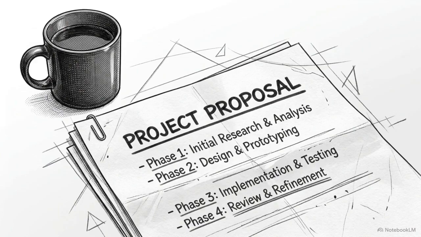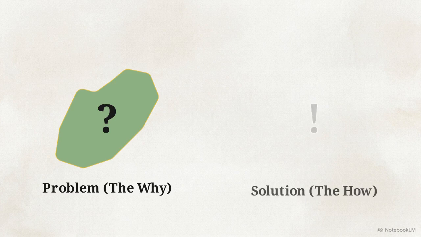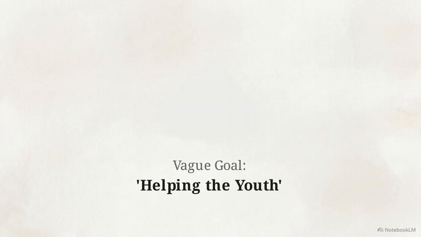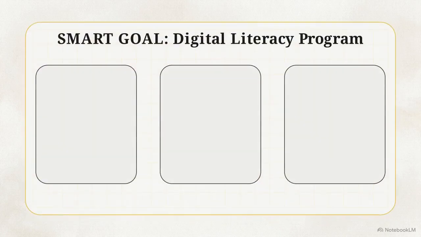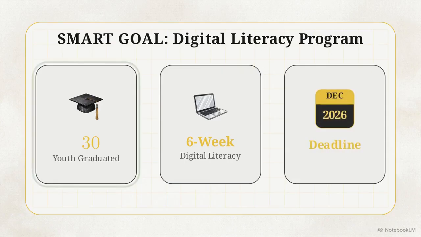Next, you need an operational plan. A practical 3 to 5 page theory of change is sufficient to define the specific problem you are solving in South Africa and exactly how you will execute the solution. High-level corporate donors demand measurable impact. This transformation shows a vague goal like helping the youth morphing into a SMART goal: Graduate 30 youth from a 6-week digital literacy program by December 2026.